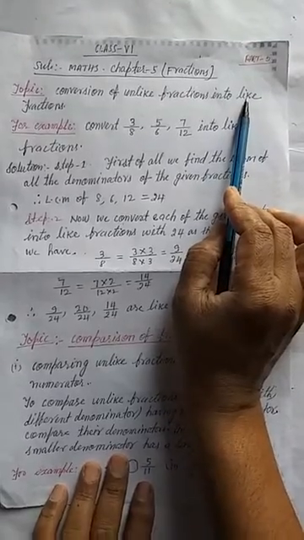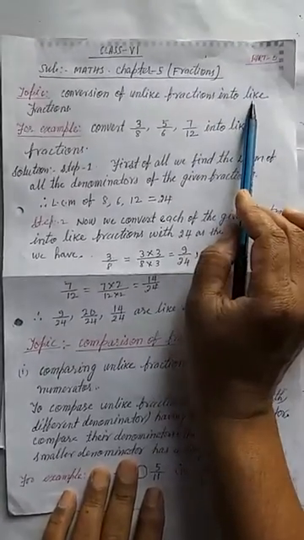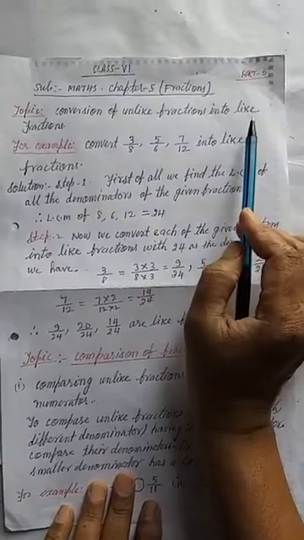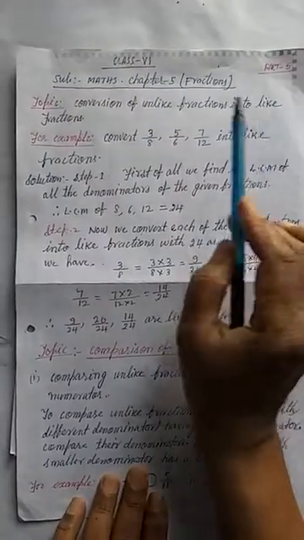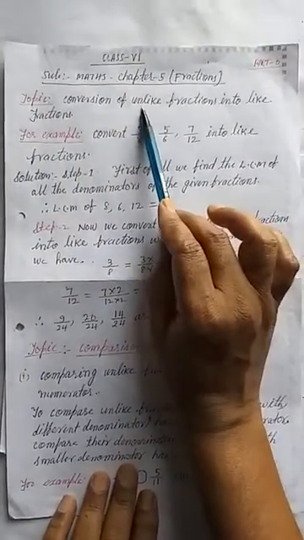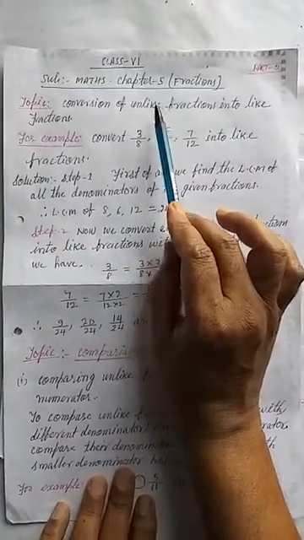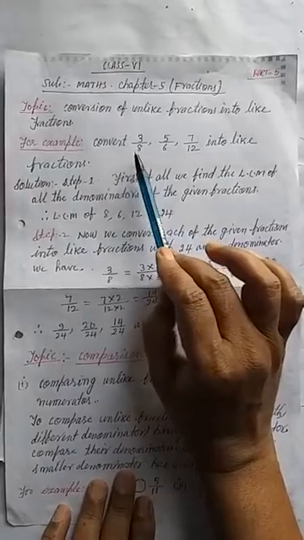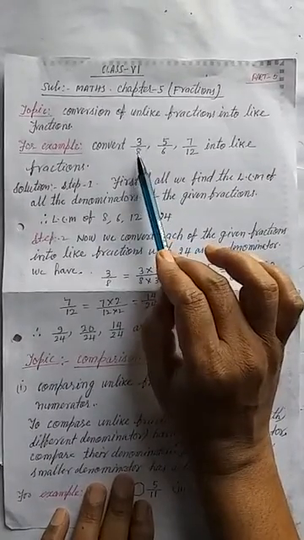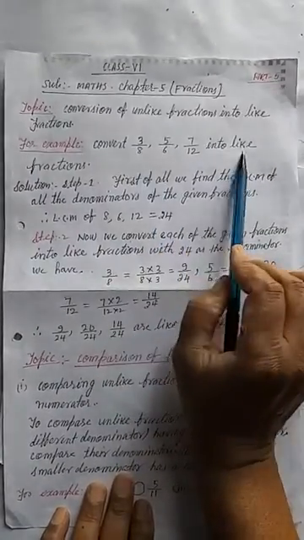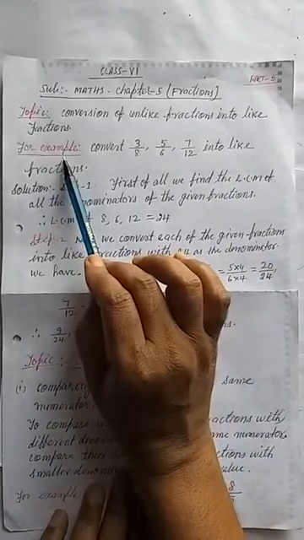What is a like fraction, student? Like fractions means fractions having the same denominator, and unlike fractions means fractions having different denominators. So keep it in mind. On the basis of this, how do you convert unlike fractions into like fractions? Let us see an example.